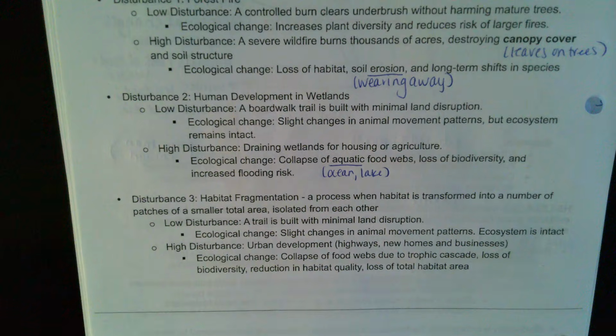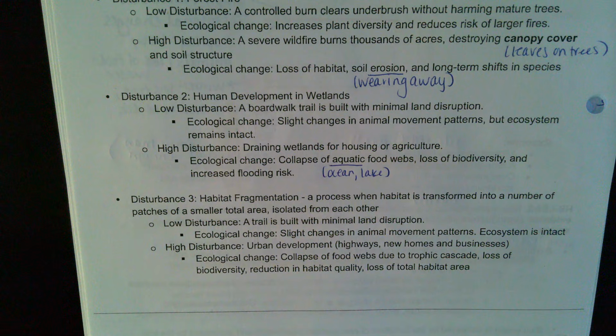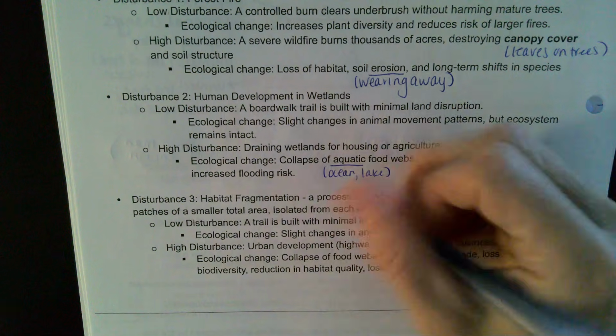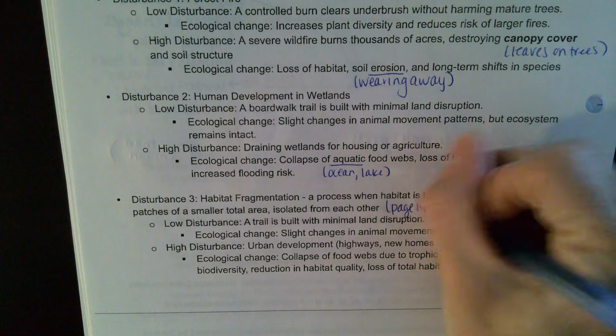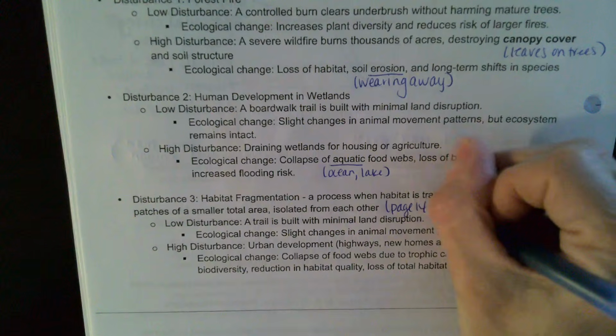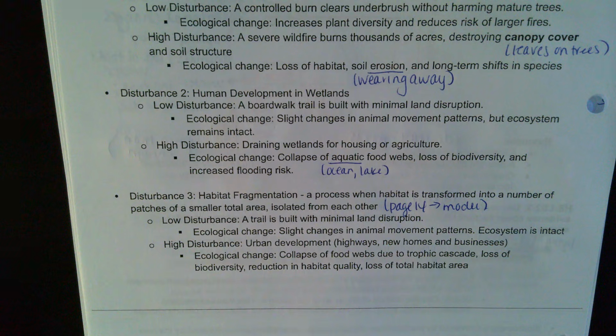They did mention this on two of the regions. A process when habitat is transformed into a number of patches into a smaller area isolated from one another. If you flip to page 14 of this packet, there's a model. Low disturbance is trails being built. High disturbance, urban development, highways, new homes, and businesses. This could collapse food webs due to trophic cascade, loss of biodiversity, reduction in habitat quality, and loss of habitat area.